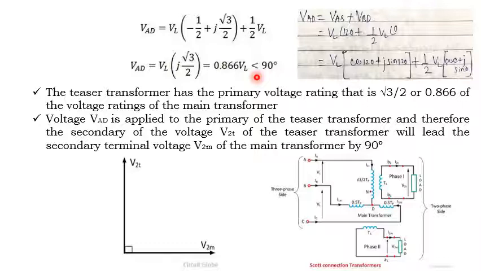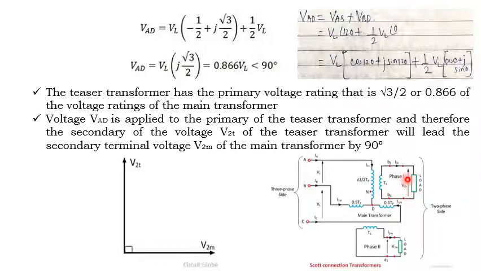Now the teaser transformer has the primary voltage rating of root 3 by 2, or 0.866, of the voltage rating of the main transformer. So the magnitude of the voltage VAD, from A to D, will be 0.866 times the line voltage. And the voltage VAD is applied to the primary of the teaser transformer.